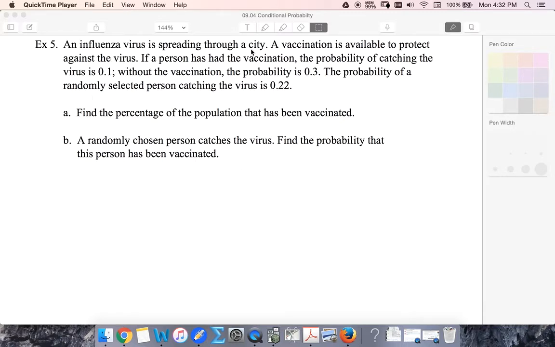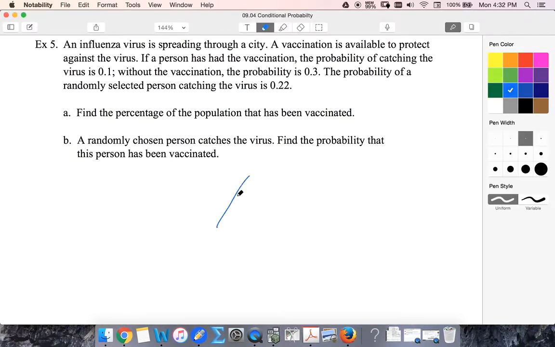If I'm going to make my tree diagram, then I'm going to start by thinking about, have they been vaccinated or not? So vaccinated is my first set of branches. And either you have the vaccine or you do not. I don't know any of those probabilities though. What I do know is the probabilities of catching the virus. So that's the next part. Do you catch the virus? Yes or no?